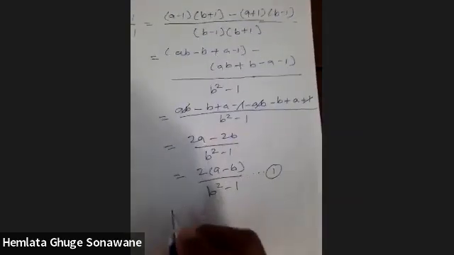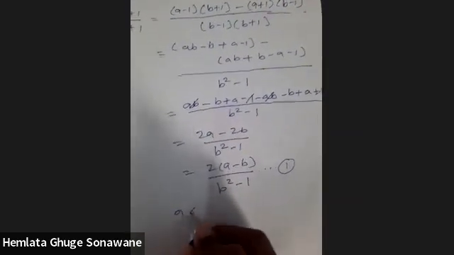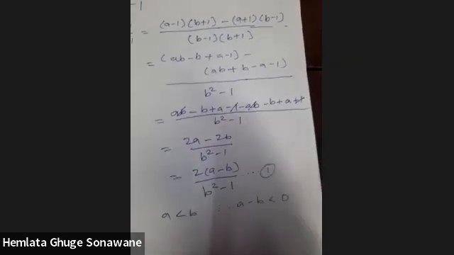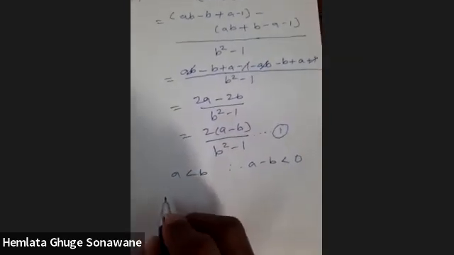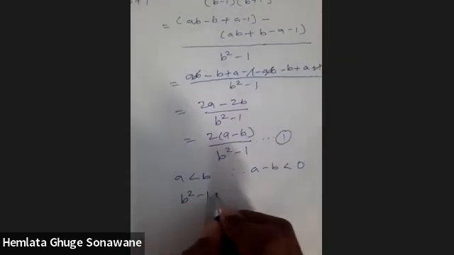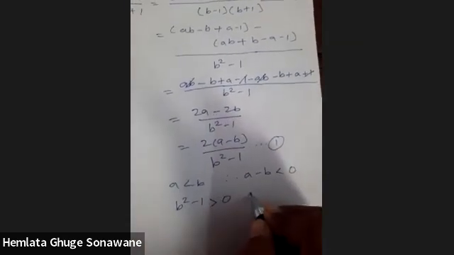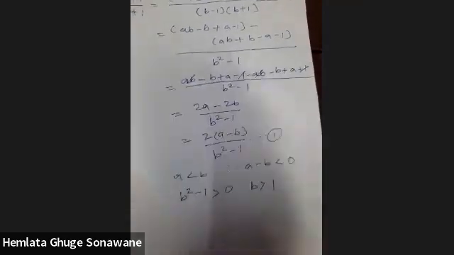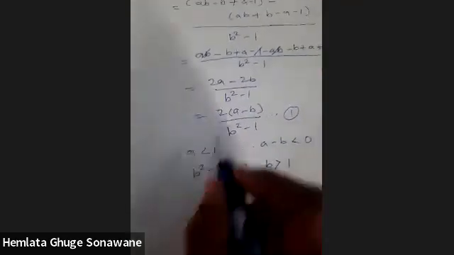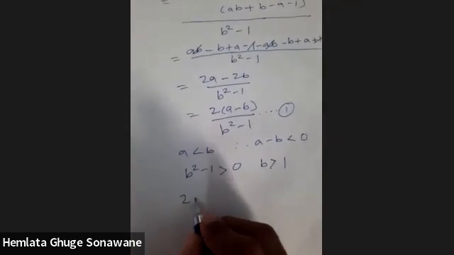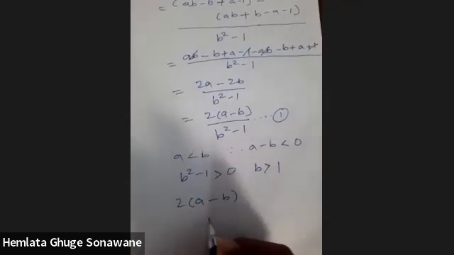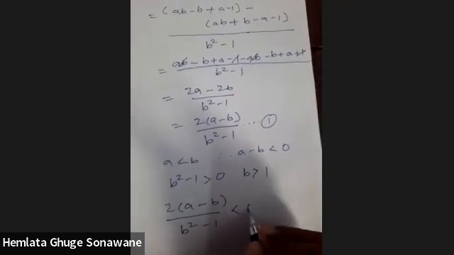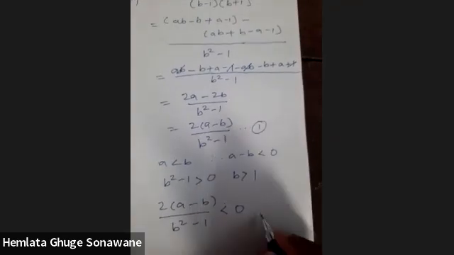Now A is smaller than B, therefore A minus B is also smaller than 0. Also B square minus 1 is greater than 0. Why? Because B is greater than 1. Therefore, whatever term we have got, that is 2 into A minus B upon B square minus 1, is smaller than 0. Okay, this is marked as the second equation.